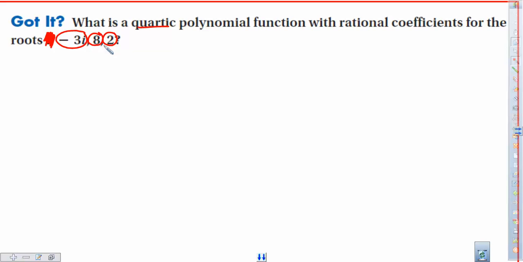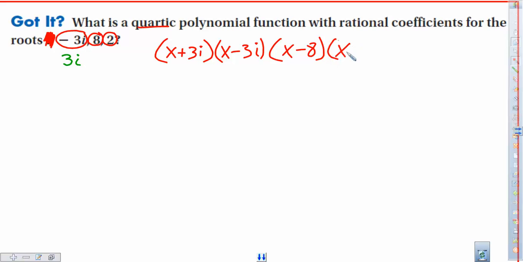So, based off of what we know, we cannot have negative 3i without its buddy, positive 3i. So 3i must also be a root. So, when we write out our factors, they have to look something like this: x plus 3i, x minus 3i. Go ahead and put those side by side. You're going to want to. And then x minus 8 and x minus 2. Okay? So now it's time to multiply those together. I highly recommend you multiply those together, and I highly recommend you multiply these together. I do not recommend mixing the i's with the non-i's, the imaginaries with the reals.